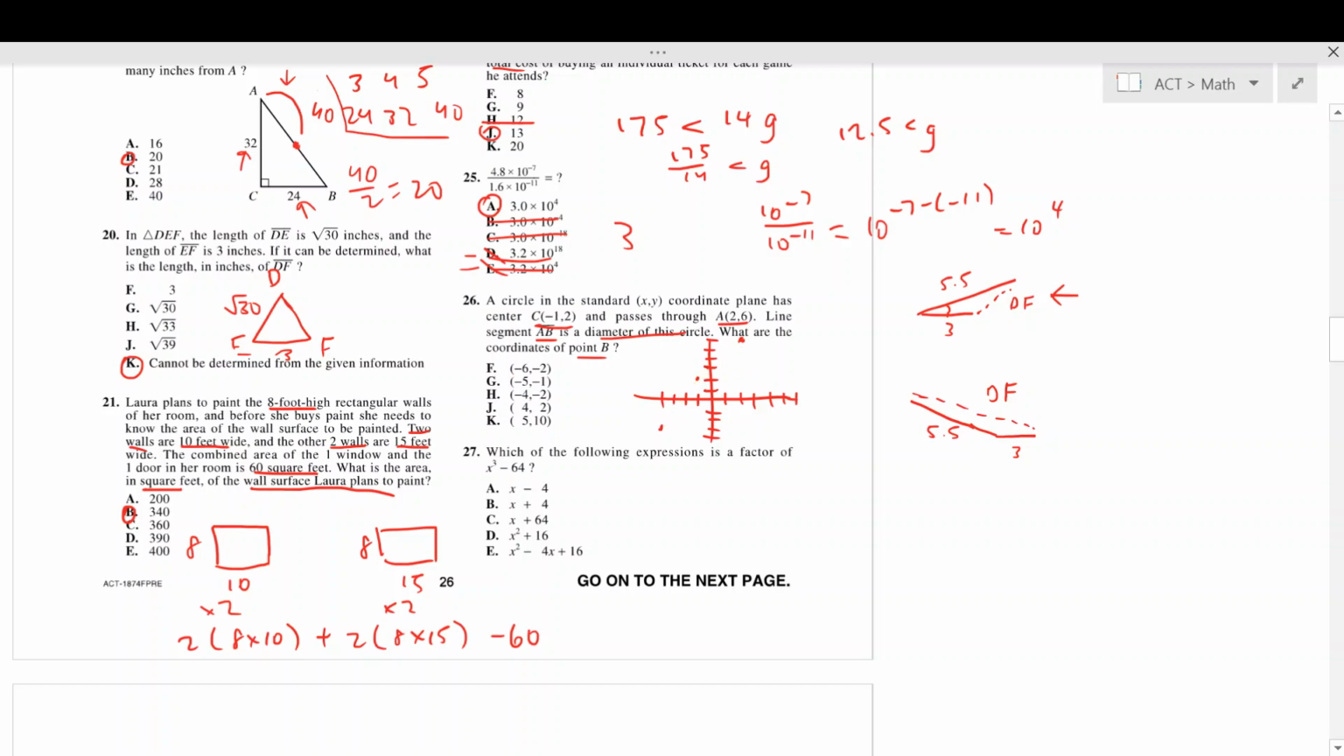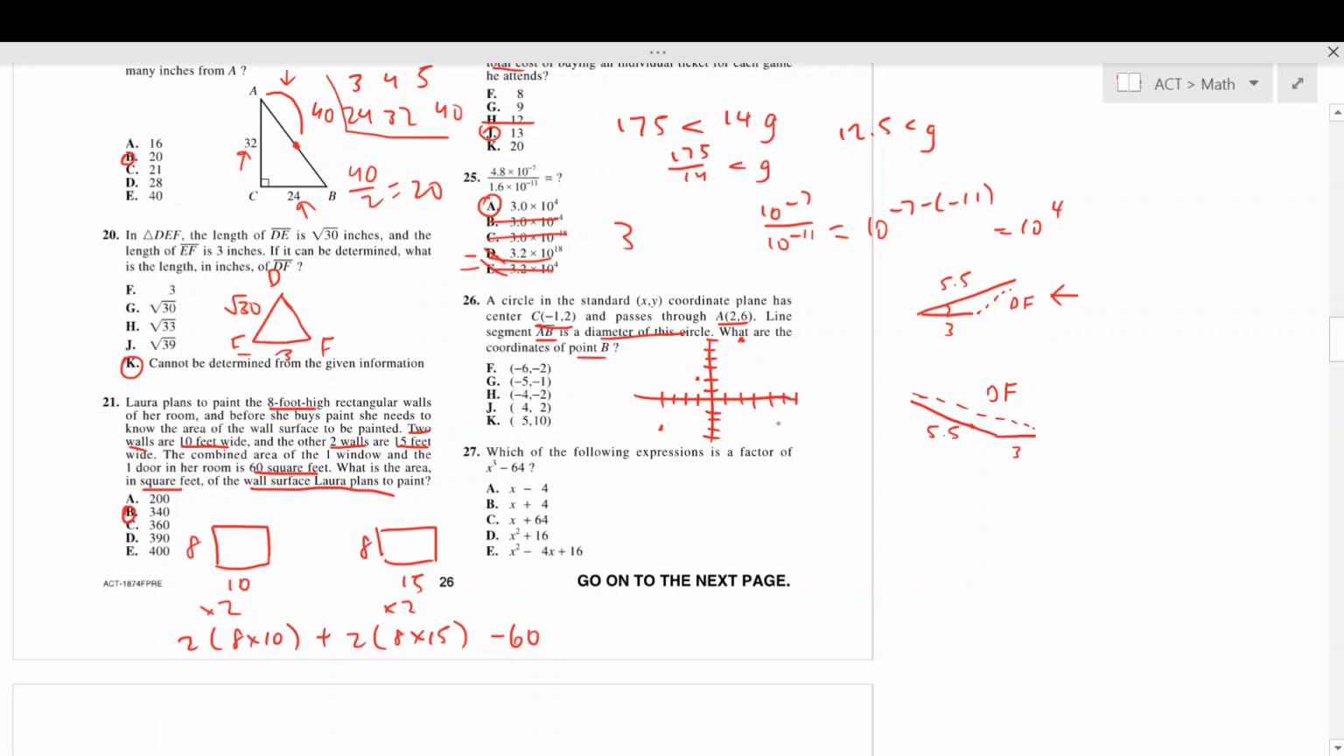And let's think about it. By definition, the center must be the midpoint of the diameter, right? That's just how it is by definition. The center is the midpoint of the diameter. And we're given one point of the diameter. So we can use the midpoint formula to figure out what the other point is, right?